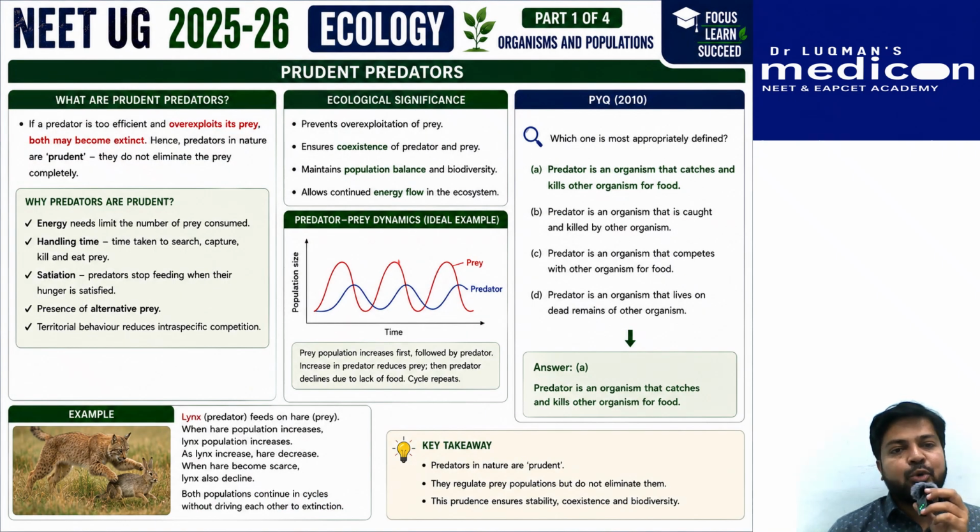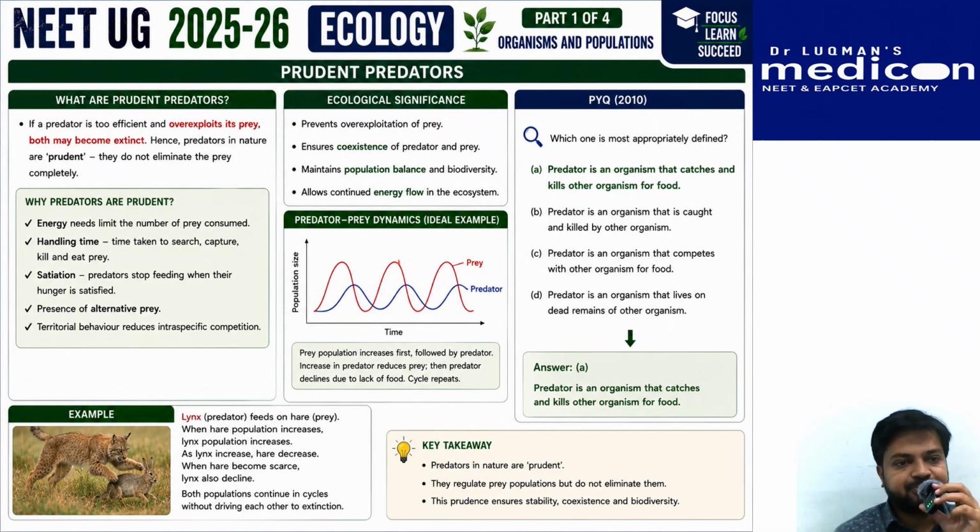Now comes the prudent predators. What do you mean by prudent predators? The predators which are prudent means it is too efficient. Example, if a predator, it means the attacking animal, is too efficient and over exploits its prey, it is going to eat more than usual and both may become extinct. Hence, predators in nature are prudent. They do not eliminate the prey completely.